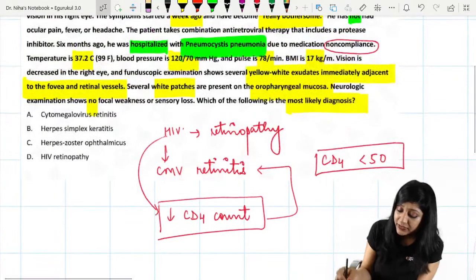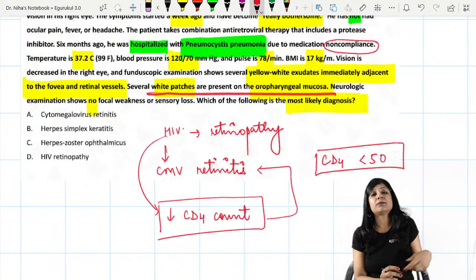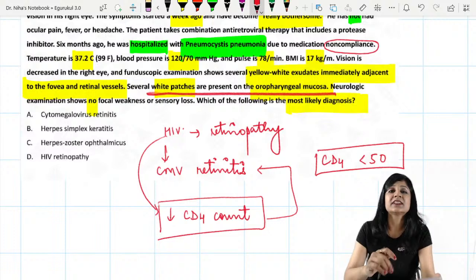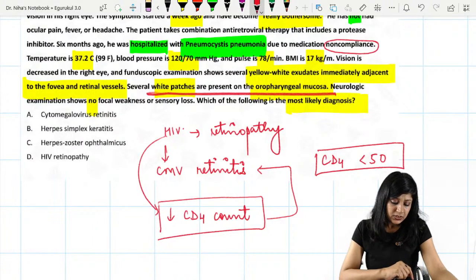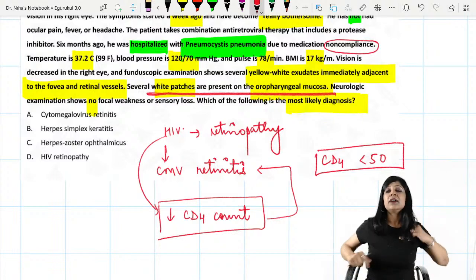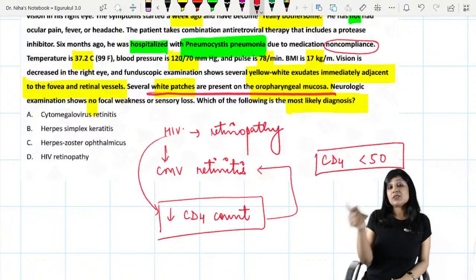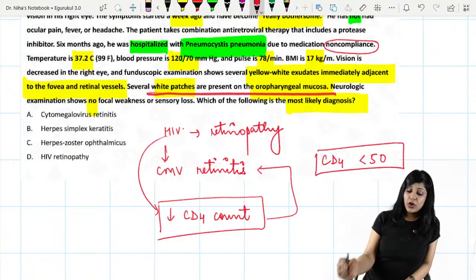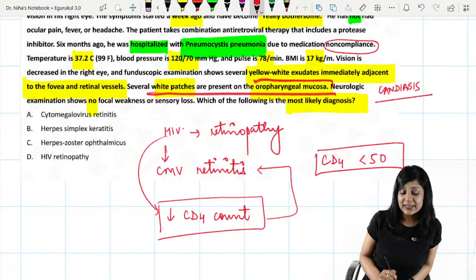Now, another important thing is that this patient is also having white patches on the oropharyngeal mucosa. Anybody, what is this? Why is he having white patches on the oropharyngeal mucosa? See, obviously, the main confusion is between A and D. Is it CMV retinitis or is it HIV retinopathy? And what is this on the oropharyngeal mucosa? This is actually the candidiasis, which is again very common in patients having HIV. We can have the candidiasis.